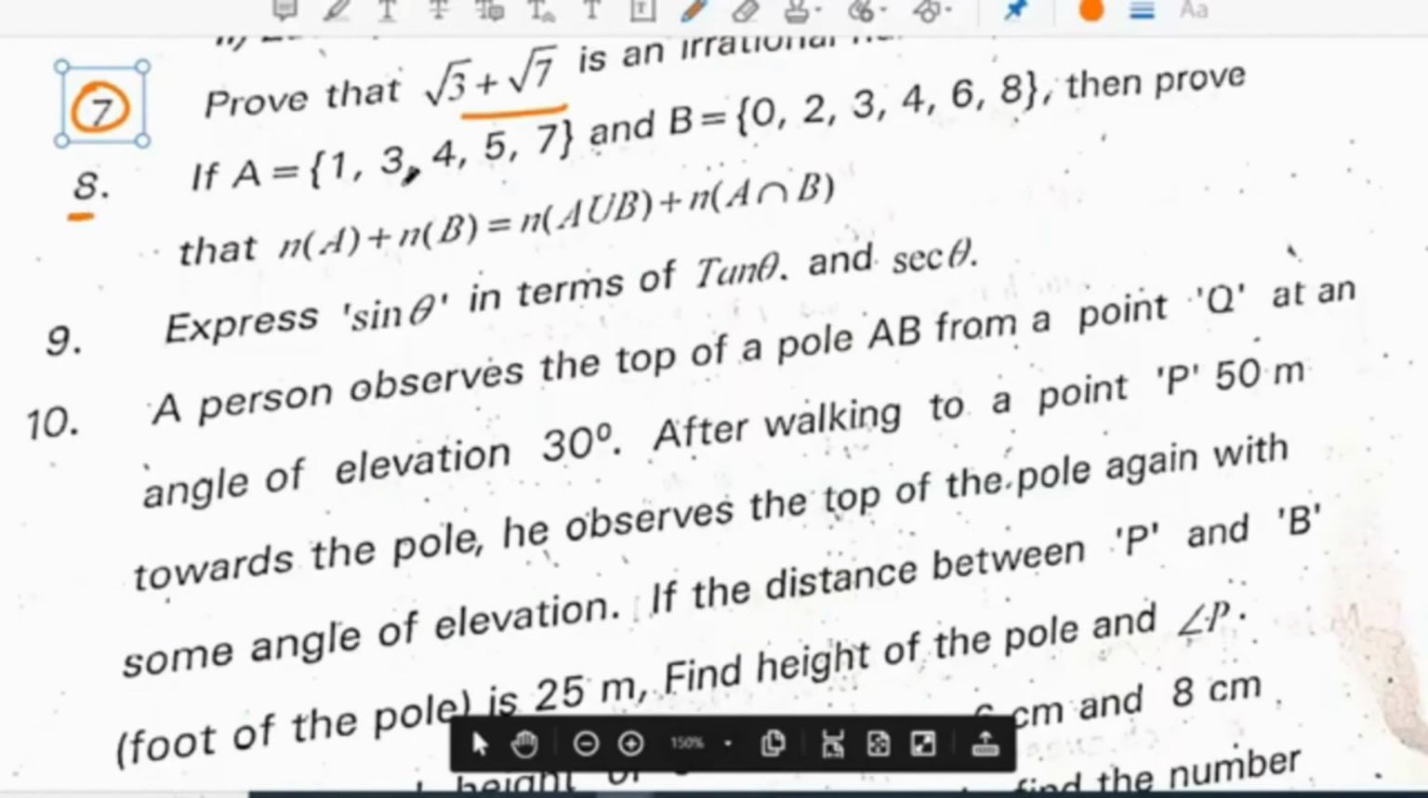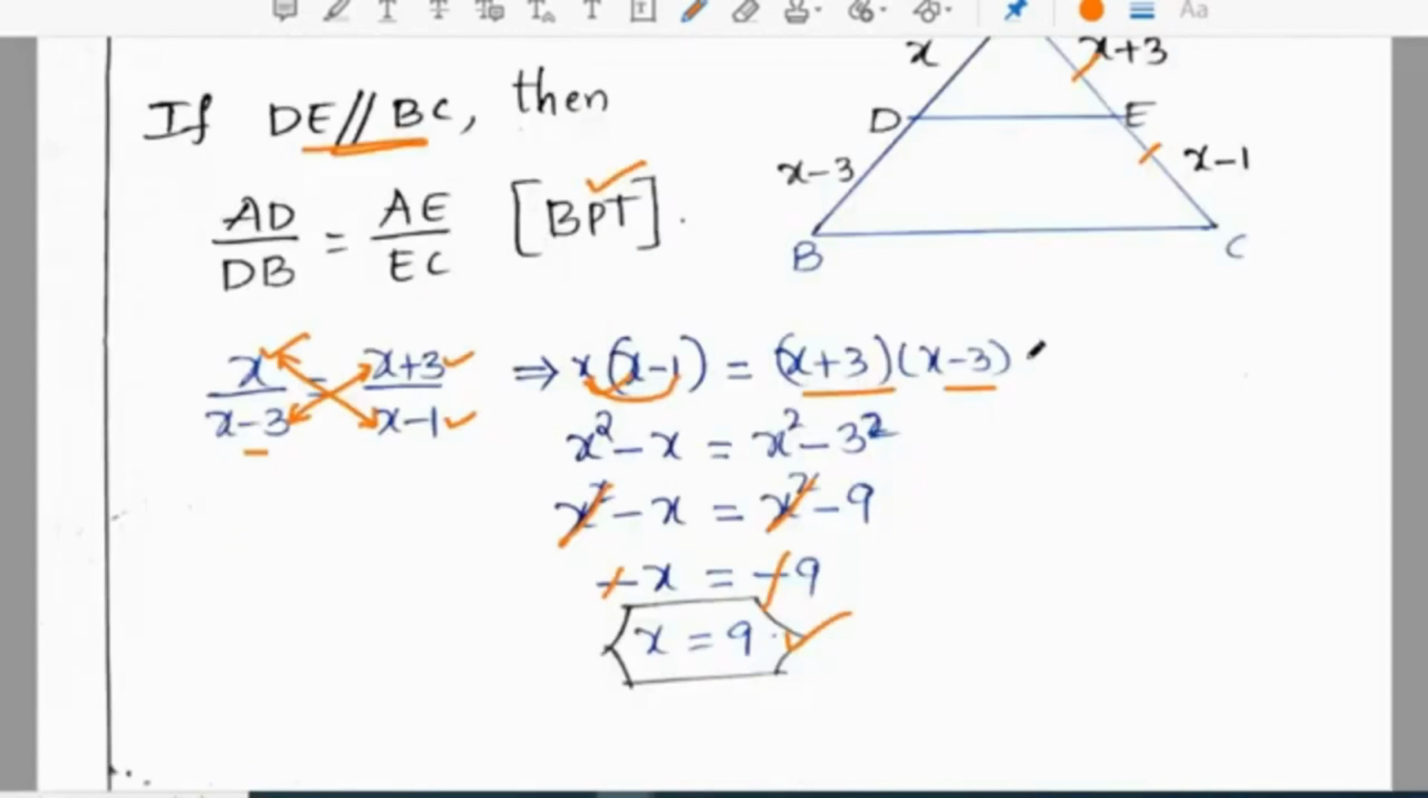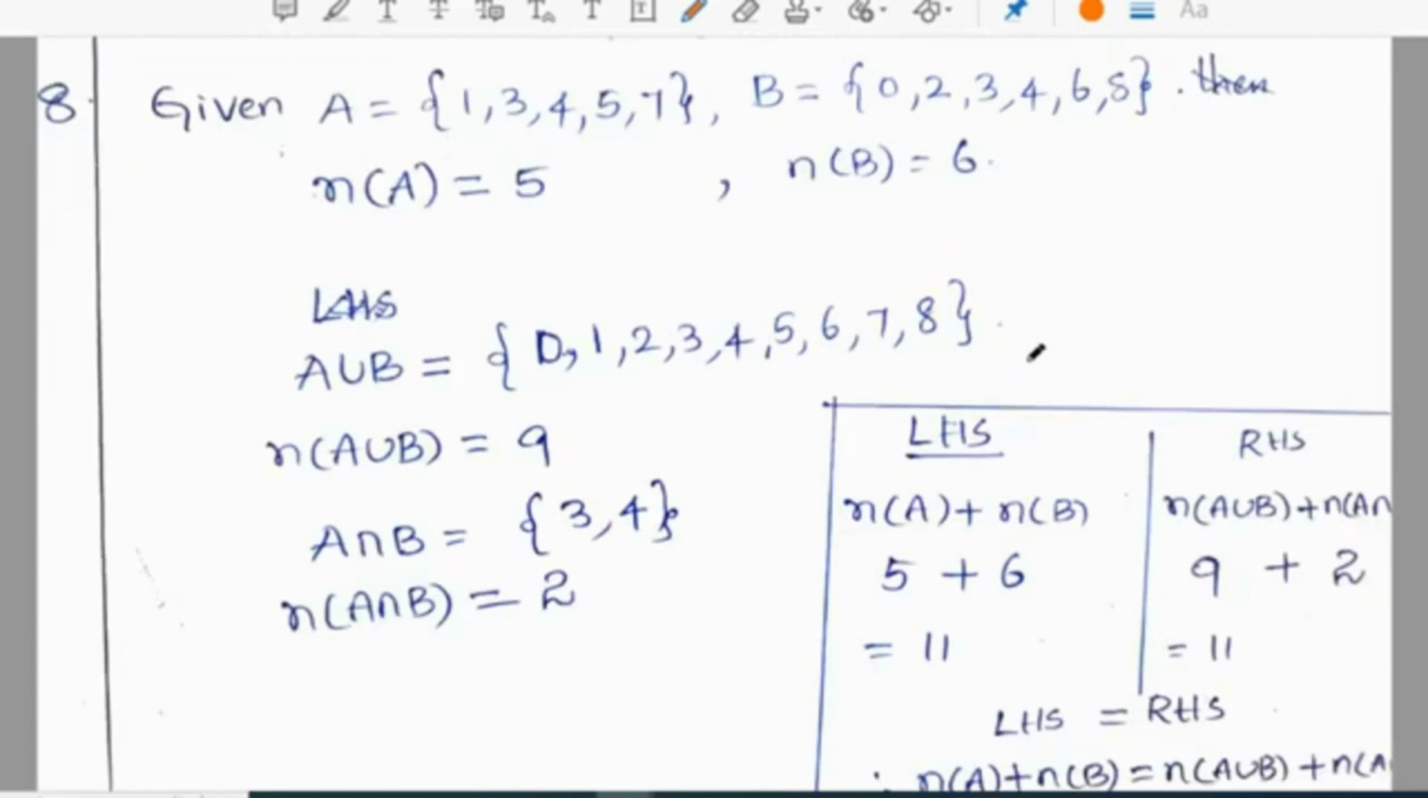Eighth question. If A is equal to {1, 3, 4, 5, 7}, B is equal to {0, 2, 3, 4, 6, 8}, then prove that n of A plus n of B is equal to n of A union B plus n of A intersection B. So n of A means the elements which are there in A, we have to count: 1, 2, 3, 4, 5. So in A there are 5 elements, so number of elements in A is 5. In B there are 6 elements, number of elements in B is equal to 6.